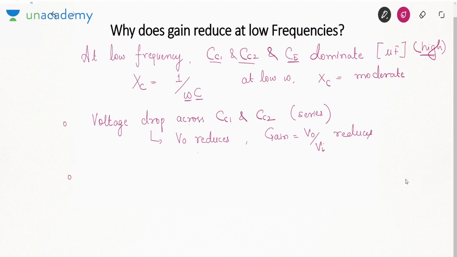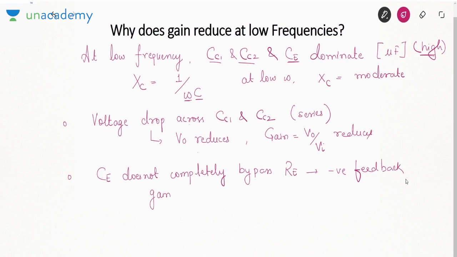The other reason is that CE does not completely bypass Re. If Re does not get short circuited, then it acts as negative feedback, and in negative feedback the gain reduces from its normal value. So if RE is not completely being bypassed, then the gain will definitely reduce due to negative feedback.